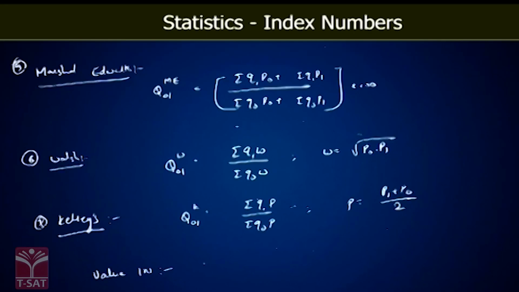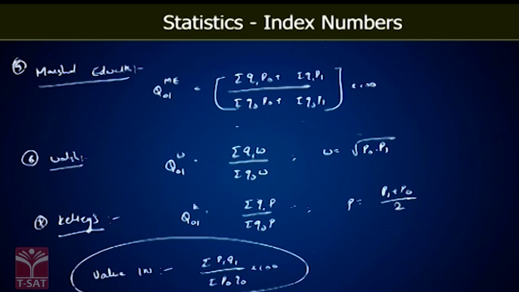And this value index number is given by summation P1 Q1 by summation P0 Q0 into 100. This is one of the important formulas you have to remember. So the remaining topics, the adequacy of the index numbers and the cost of living index numbers, we will discuss in the next class. Thank you.